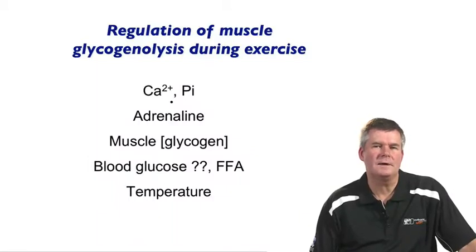And finally, an increase in muscle temperature that you see when you exercise in the heat is associated with a greater rate of glycogen breakdown. So when athletes exercise in a hot environment, they often rely more heavily on their muscle glycogen stores, and that has implications for the nutritional strategies that they need to adopt under those circumstances.